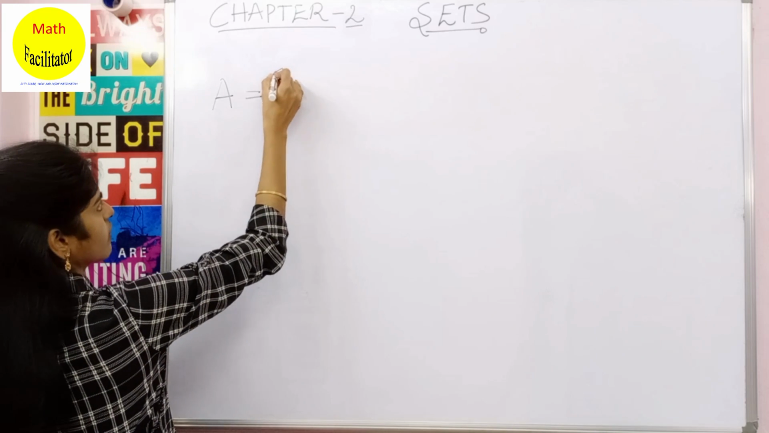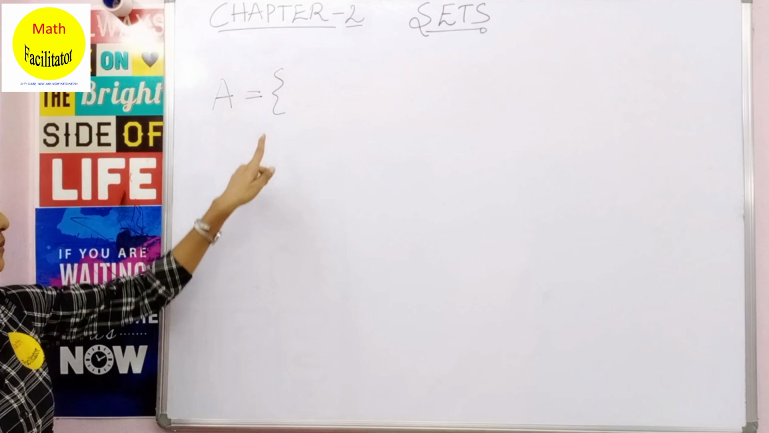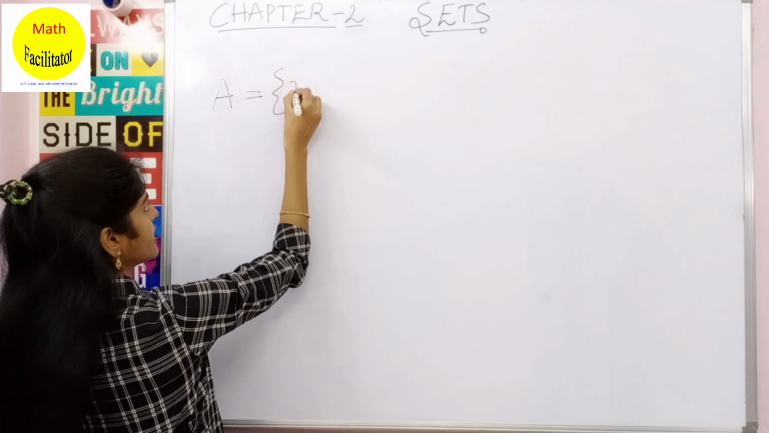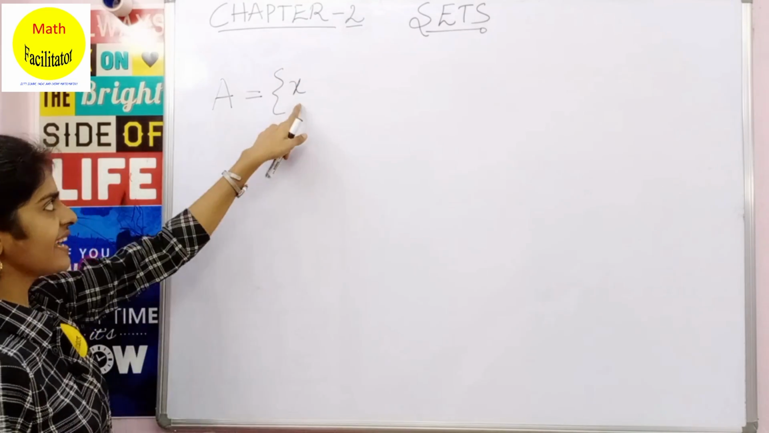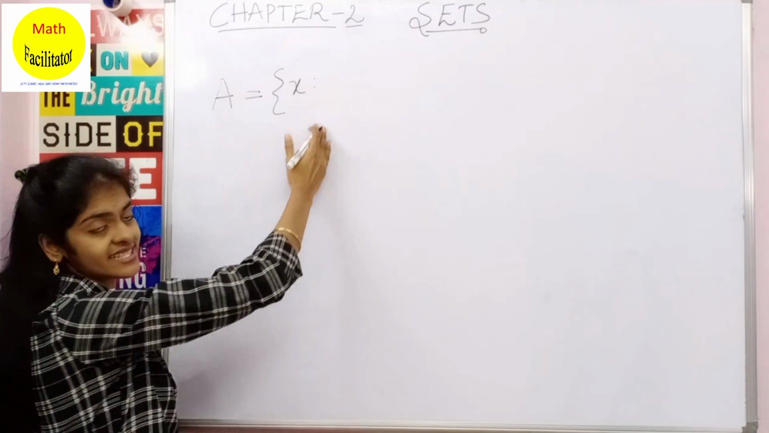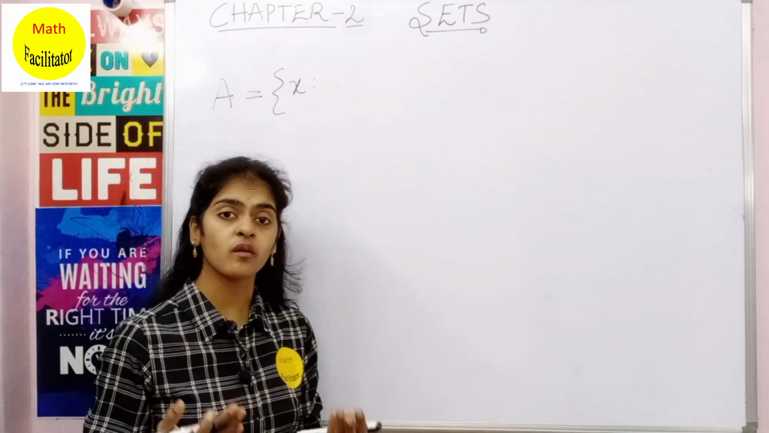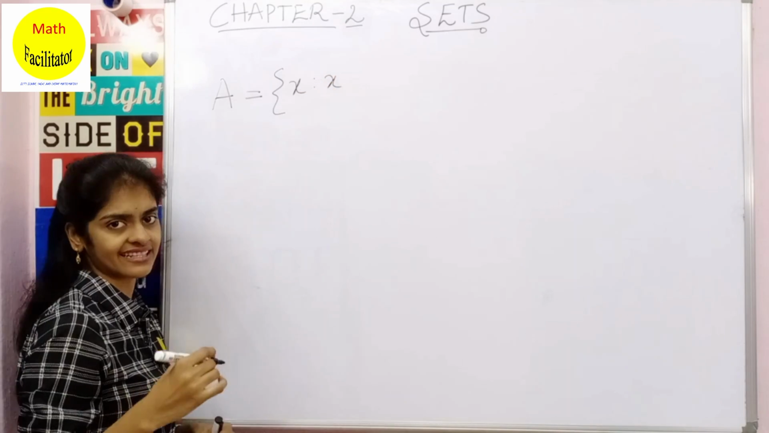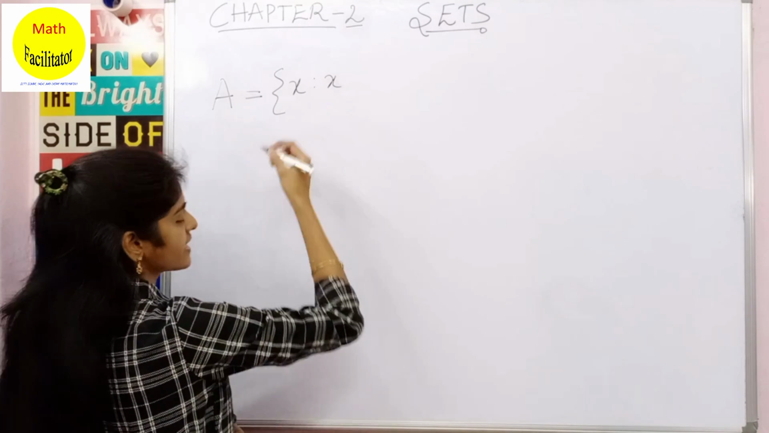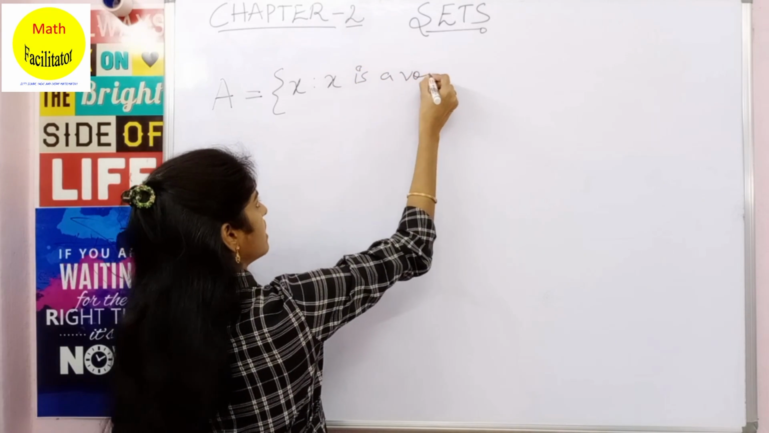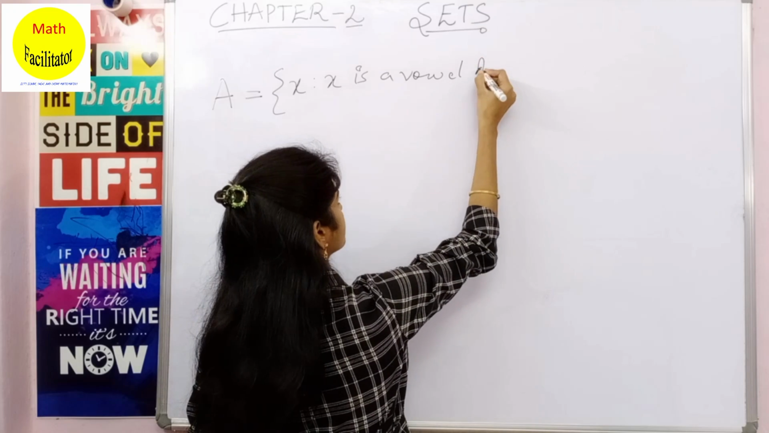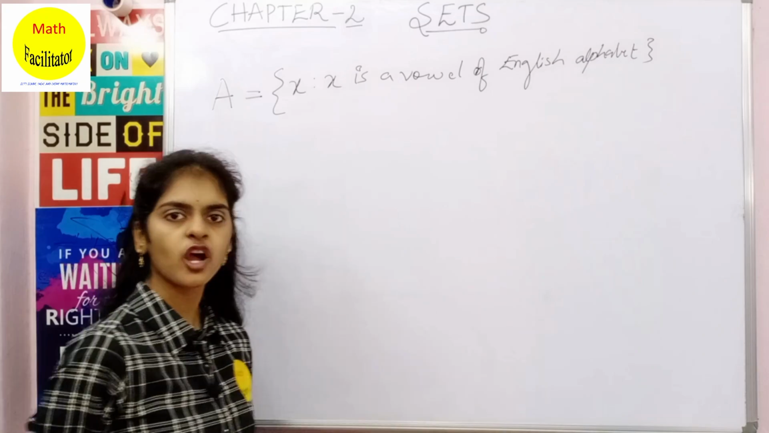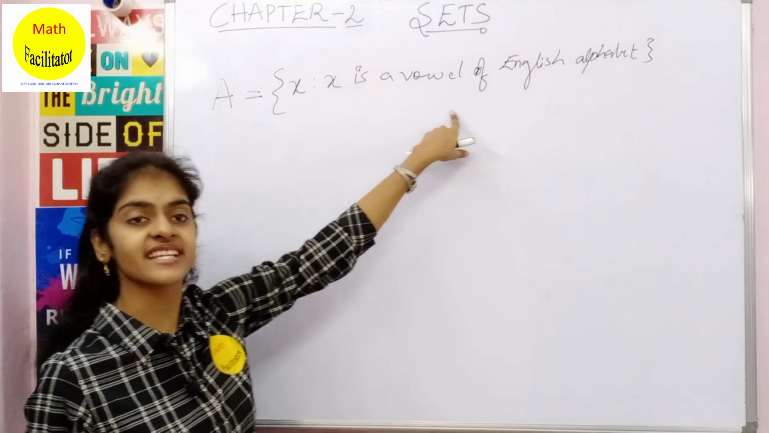So A is equal to, and sets are represented within these braces. So you will write the brace and you will write x. x such that, now what is this x? We want to represent the vowels of the English alphabet. So x should be a vowel of the English alphabet. So x is a vowel of the English alphabet. Clear? And you'll close the brace. So this is nothing but set builder form.